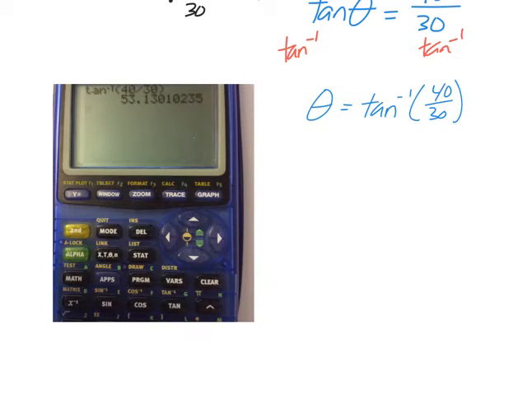When typing this in on your calculator, make sure you use the second function and tangent. That will then activate the inverse tangent function. When you type it in, it should look similar to this, and your final answer for the angle is about 53.13 degrees.